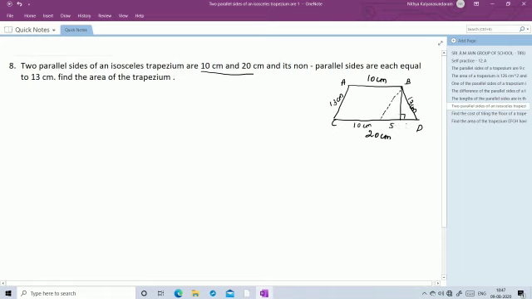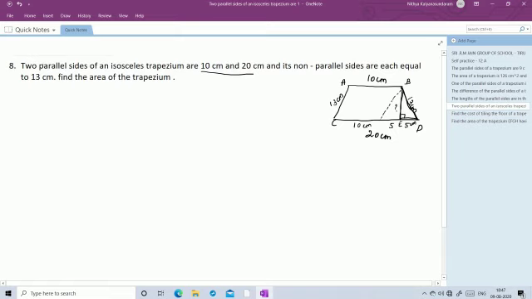So the remaining 10 centimeter will be divided into 5 centimeter and 5 centimeter. By using Pythagoras theorem, calculate the height of the triangle. In this triangle, we know this is 5 centimeter and this is 13 centimeter. The side opposite the altitude we can call the hypotenuse, so by using Pythagoras theorem we can calculate this side. If we calculate this height, we can calculate the area of the trapezium.